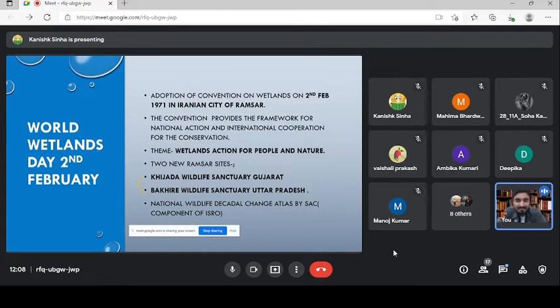And then we have the National Wetland Decadal Change Atlas. You have to understand this. First is what is SAC. SAC is the Space Applications Centre. It is a component of ISRO.